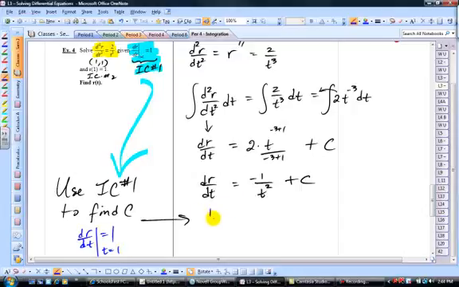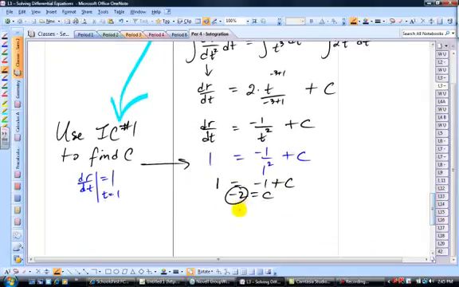Okay, so this is equal to 1 when t equals 1, so negative 1 over 1 squared plus c. So you just substitute that in. So the first derivative, r prime, is equal to 1 when t equals 1. So substitute those values in and simplify it. So you get 1 is equal to negative 1 plus c, and you get negative 2 equals c. So at this point, I know that c is negative 2, and that goes up here.